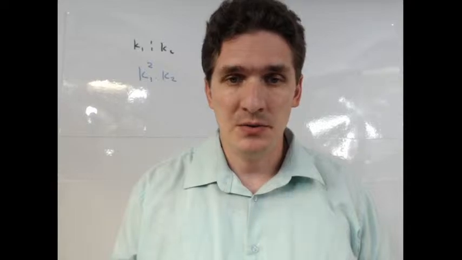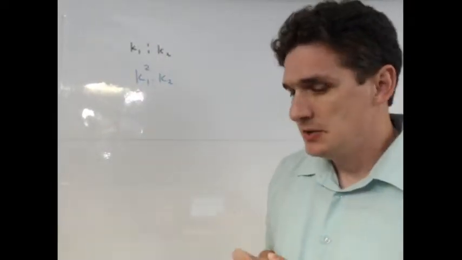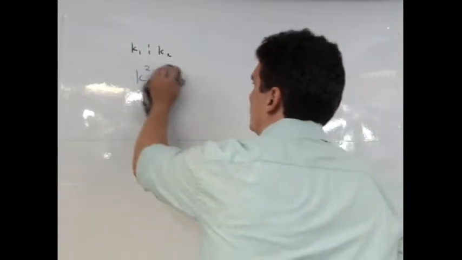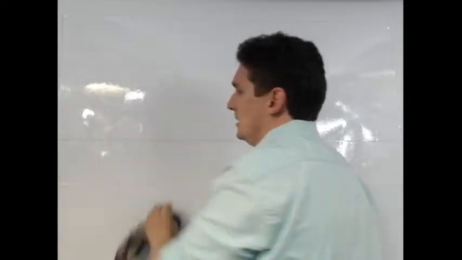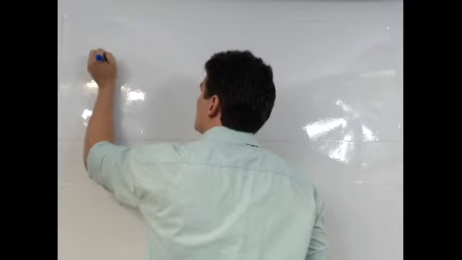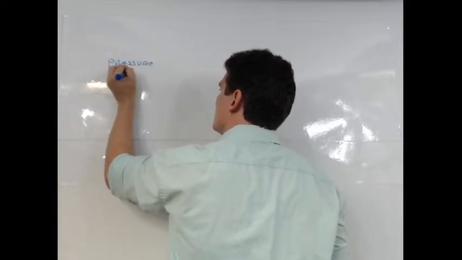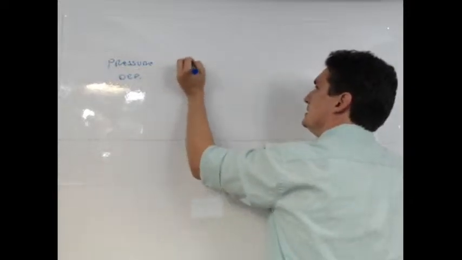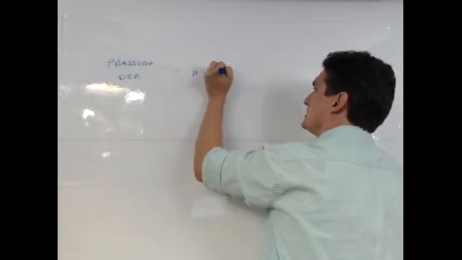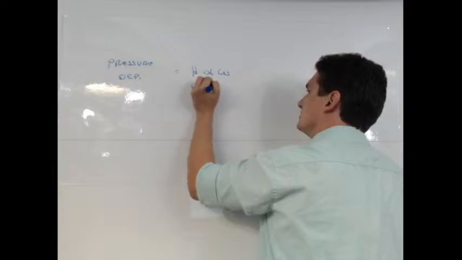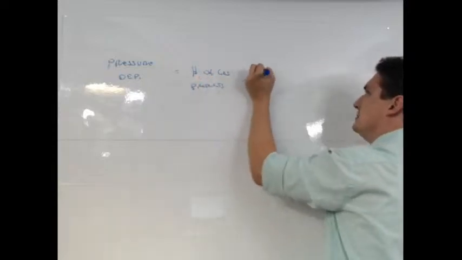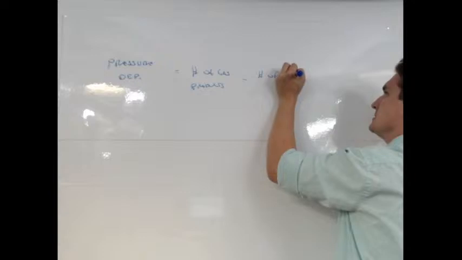Now, concerning the other one, the pressure dependence, there's actually a fast way to do this. The pressure dependence is describing basically what happens to Q. So to figure this out, the pressure dependence is the number of gas products minus the number of gas reactants.